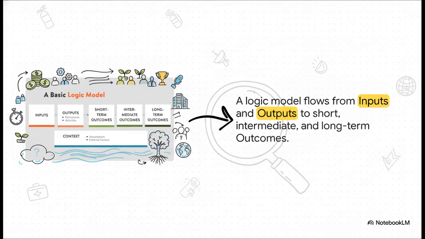Just look at how this flows. You start on the left with your inputs. That's your stuff, your resources like money and staff. Those inputs let you create outputs. Those are your activities, the things you actually do. And then those outputs lead to your outcomes, the real changes you hope to see. See? It's just a logical chain of events.